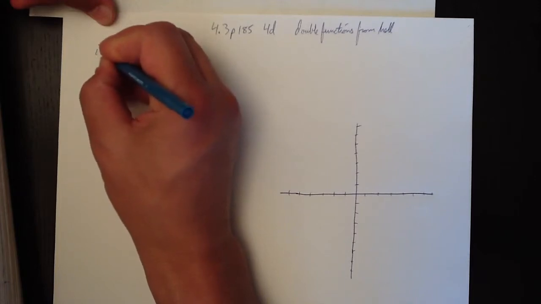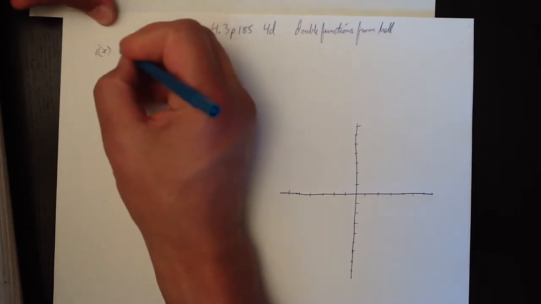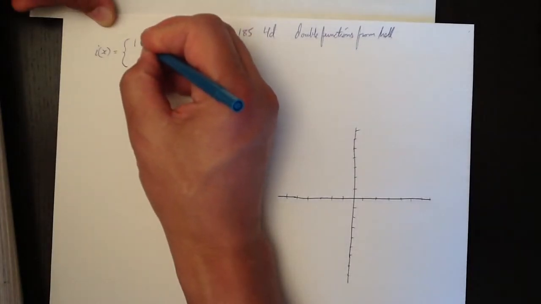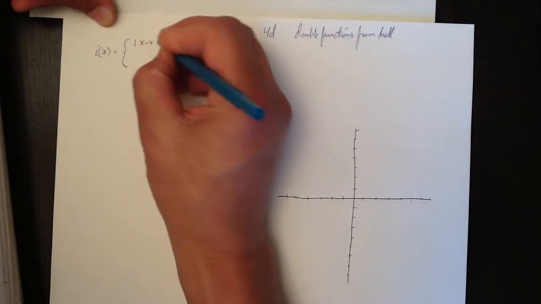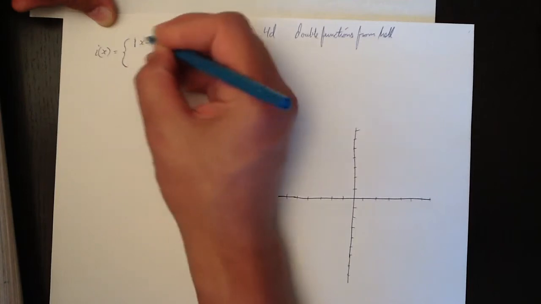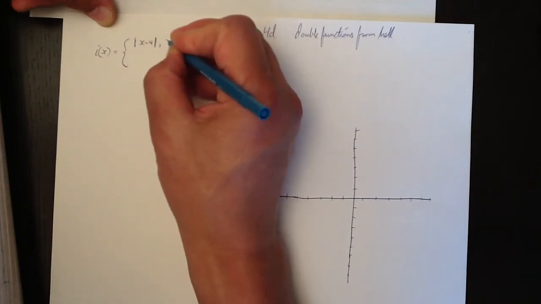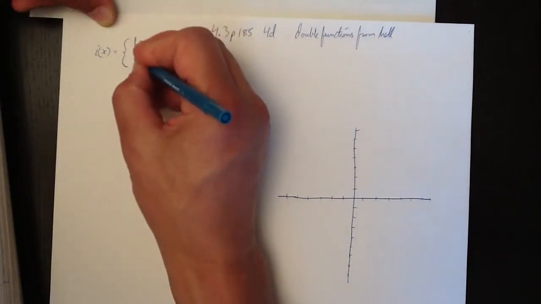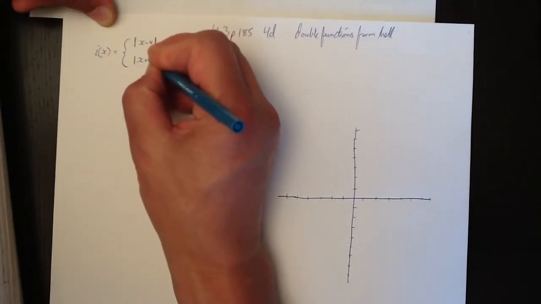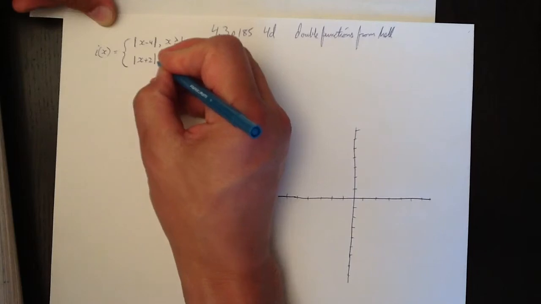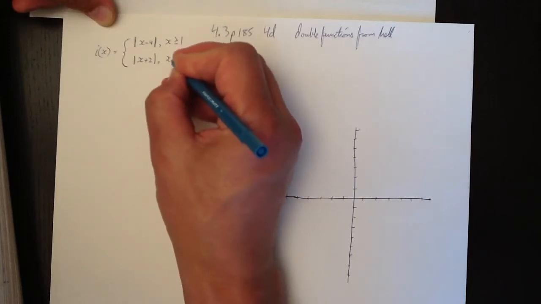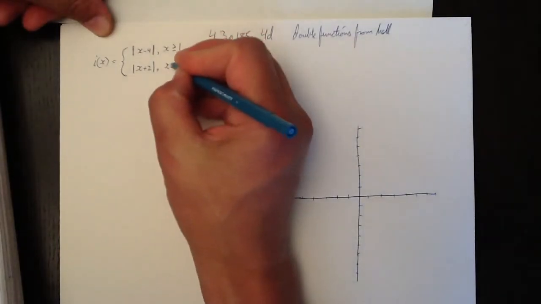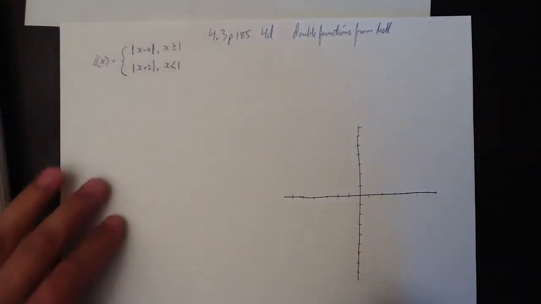So it says f of x, which is a nuisance on its own, equals a couple of different things. It equals the absolute value of x minus 4 when x is greater than or equal to 1. And it's the absolute value of x plus 2 when x is less than 1. That is a severe pain because we've got two things. So let's just think about this for a sec.